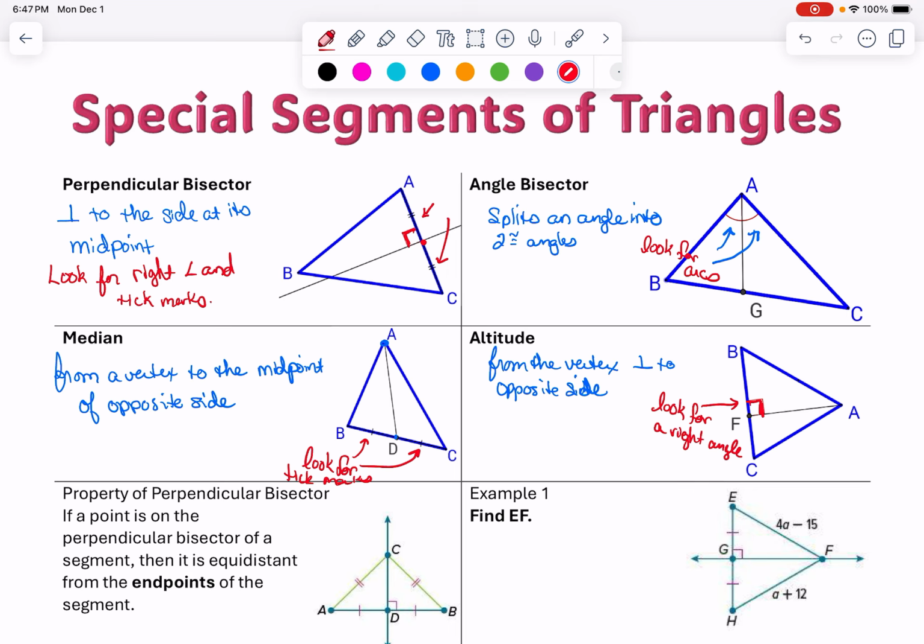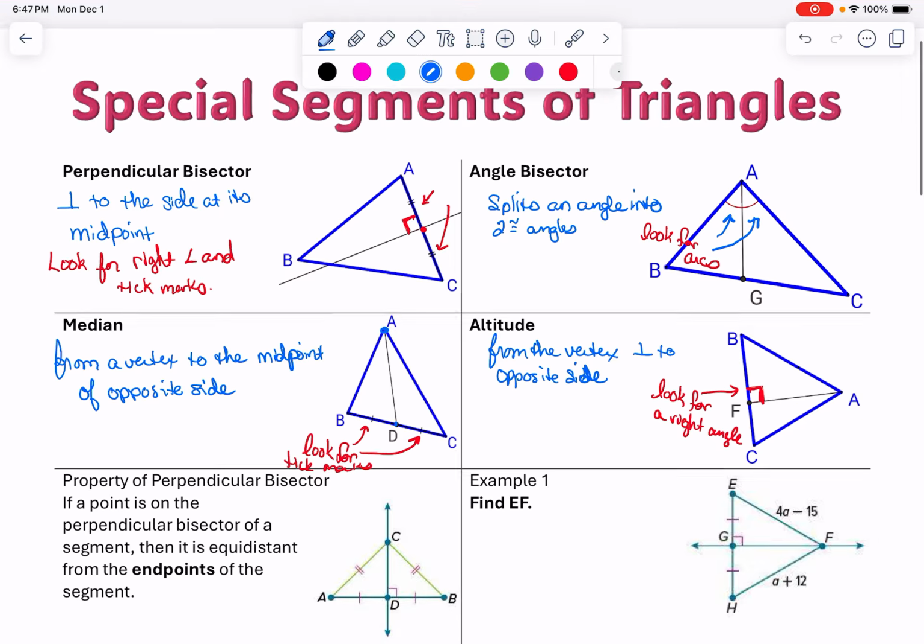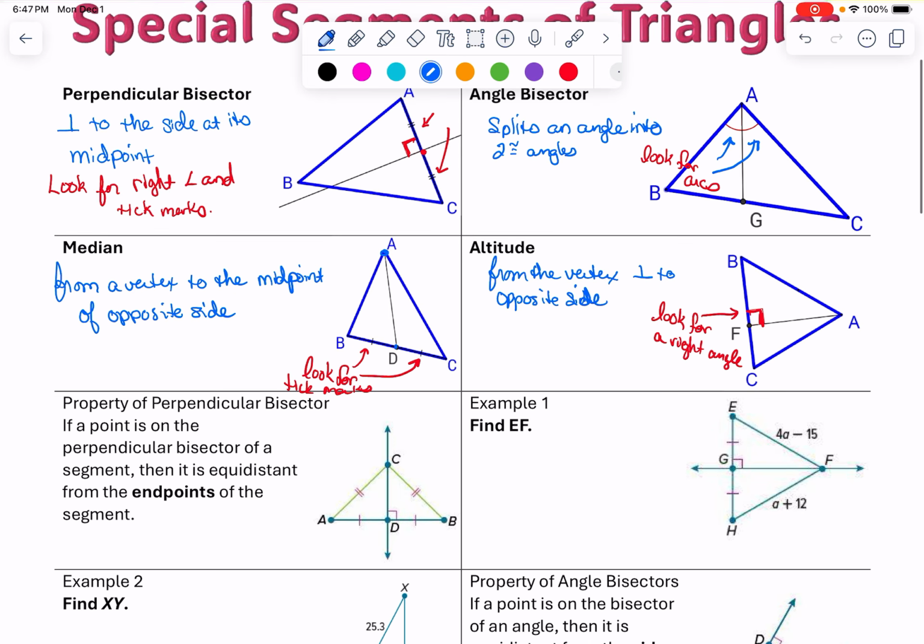So we have some properties of many of these special segments of triangles. One of them is the properties of the perpendicular bisector. So if any point is on the perpendicular bisector, so here's our perpendicular bisector, if any point is on that bisector, like point C is, then it is equidistant from the endpoints of the segment.